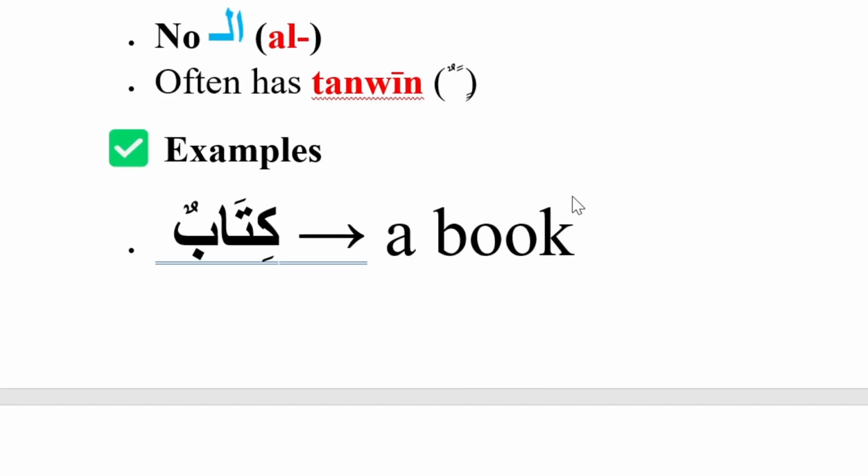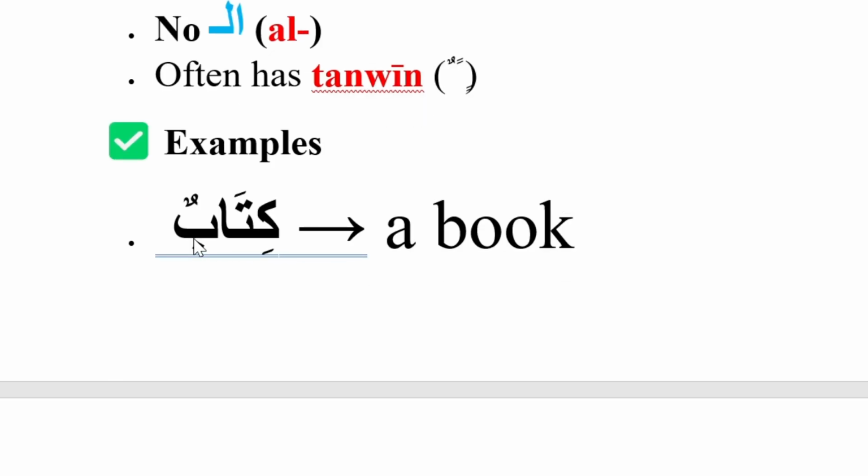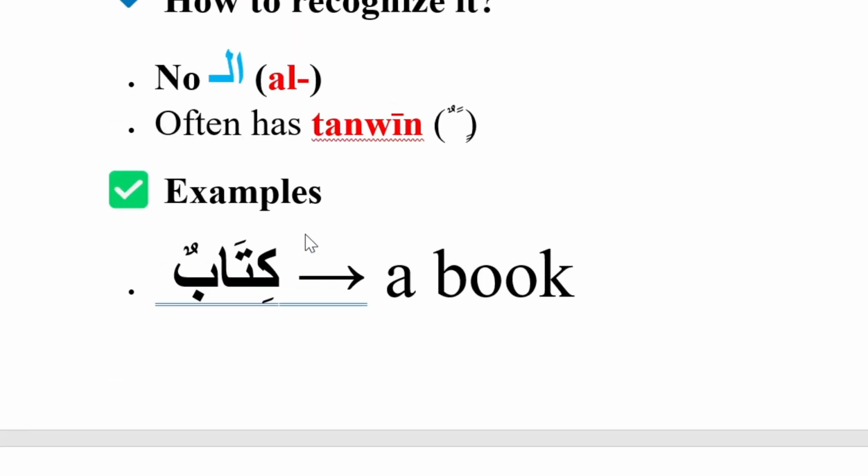For example, here we have kitabun. It has two features: no alif and lam at the beginning, and it has tanween at the end. So bu will be bun. We saw this in the last video. If you don't know what tanween is, you can watch the previous videos.